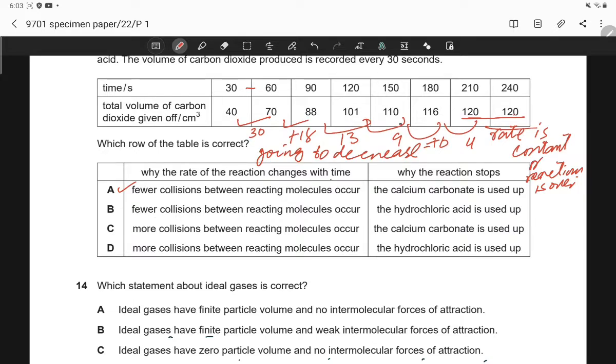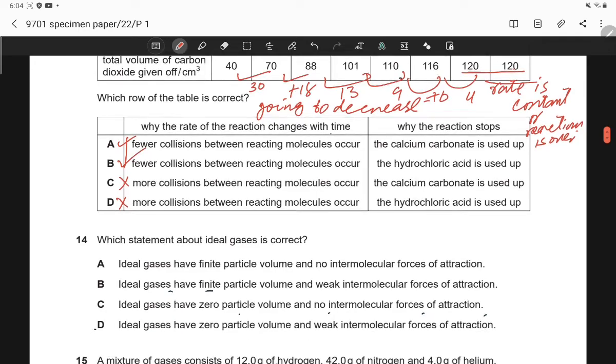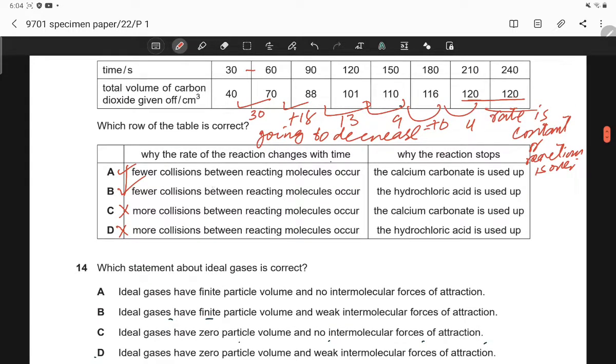Fewer collisions between the reacting molecules occurs. So these two are correct. More collisions, no, this is incorrect, because as time passes the reactants are used up and less collision between the particles takes place. Now these two are correct. Now why does the reaction stop?